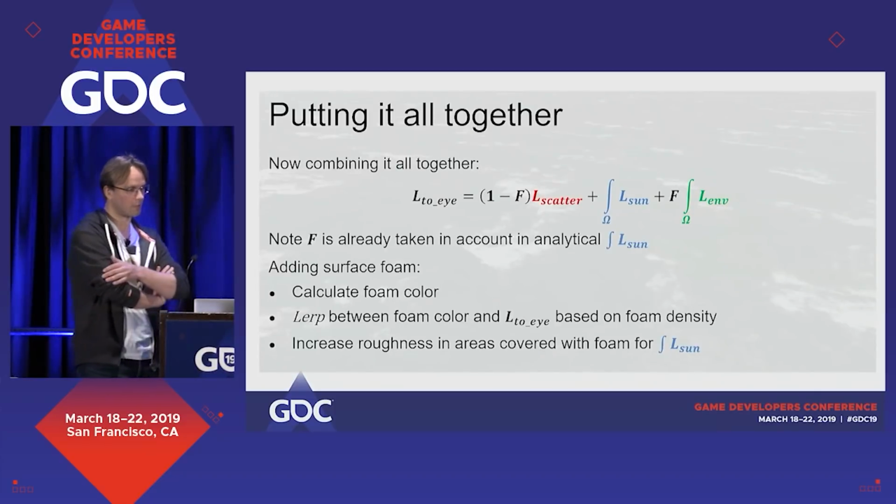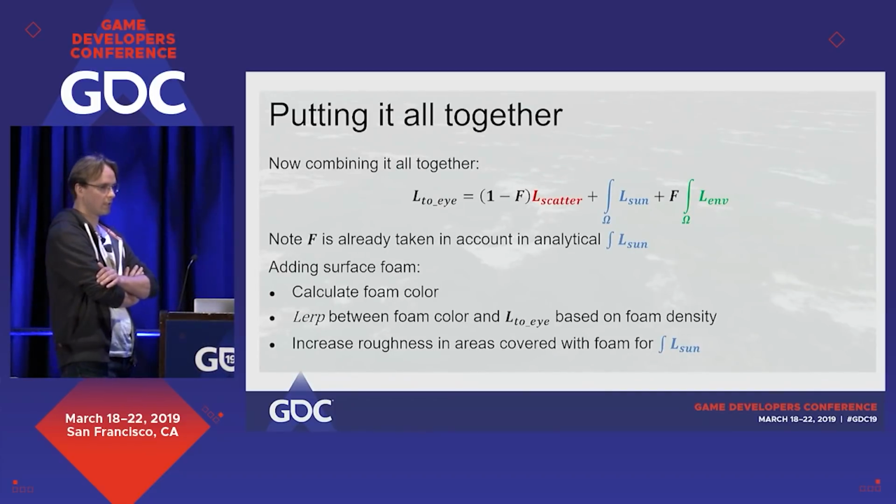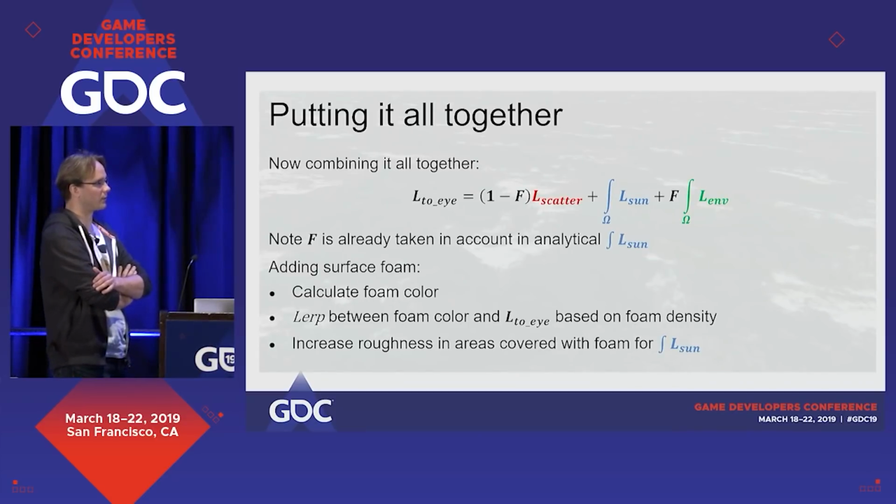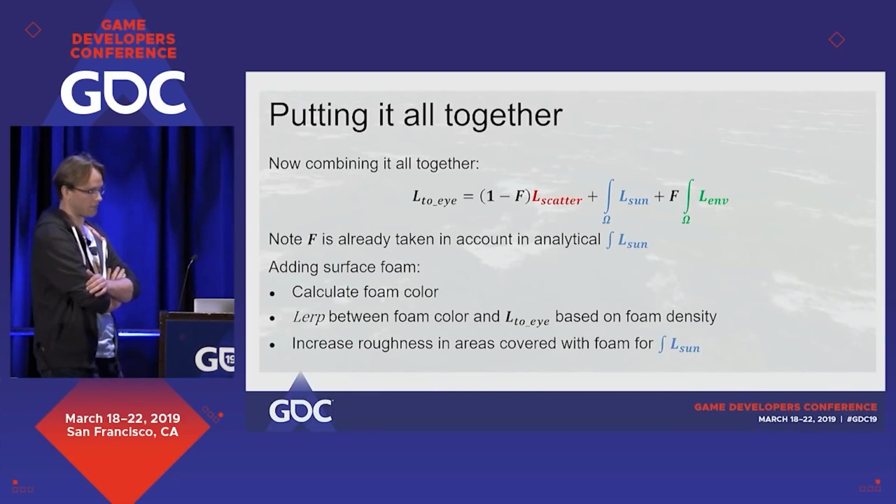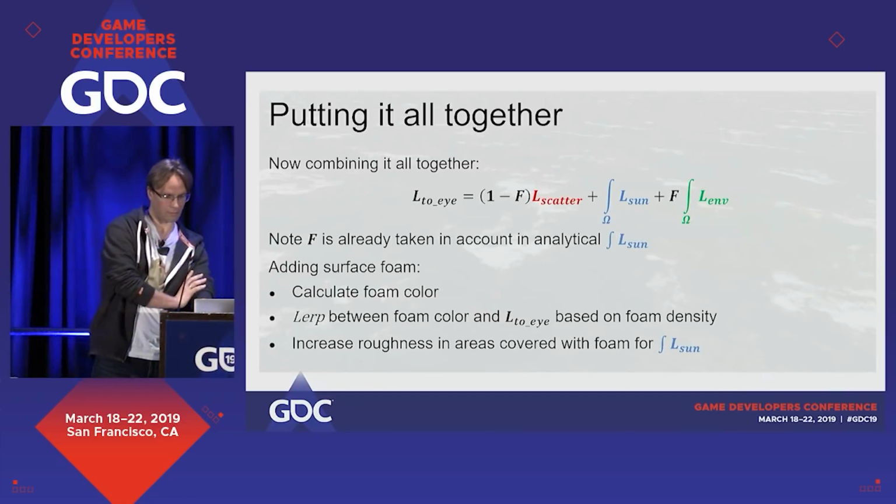Now let's put it all together. We did use the Fresnel term for our specular reflection. It's all good. We did not use the Fresnel for environment reflection. We have to use it now. And of course, we have to use the Fresnel for the scattered light. So we can sum up all those components and get to render the ocean surface.